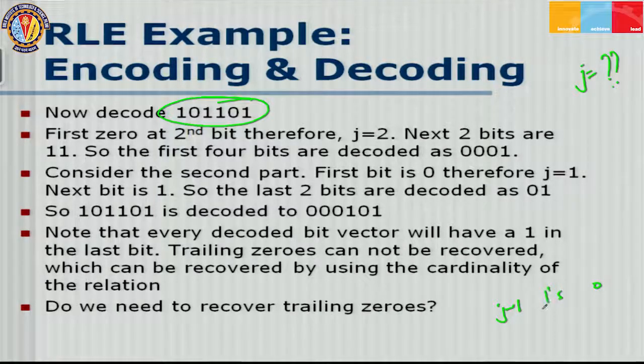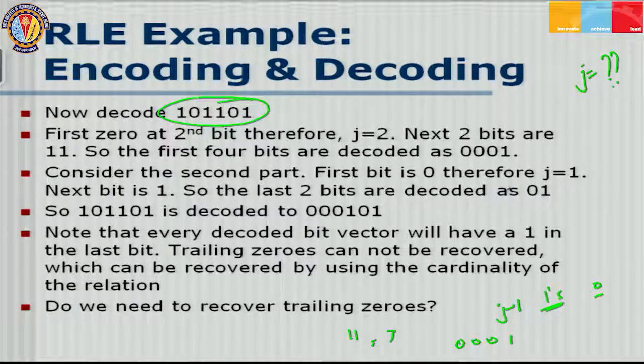So if I look at the position of 0, it will give me the value of j. So here j is equal to 2, and I know that if j is equal to 2, the next 2 bits would represent the length of the run in binary. So the next 2 bits are 1 1. So like you can see here, the first 4 bits are decoded as, it tells me that 1 1 means the length is 3. So 3 is the length, so that means 3 zeros followed by 1. So that is how I decode the first part.